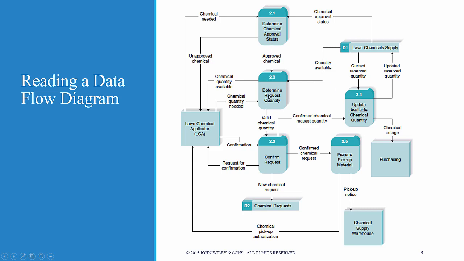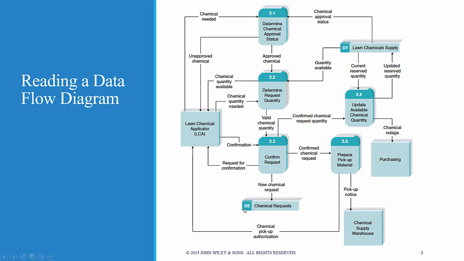Okay, so the rounded rectangles, like determine chemical approval status, are processes. These are an activity or a function performed for some specific business reason. Processes can be manual, they don't have to be automated, or they can be automated. Think of a process as a verb. It's an action, something that's happening, but typically the name is a verb and a noun, such as determine, request quantity, confirm, request. Starts with a verb, ends with a noun.